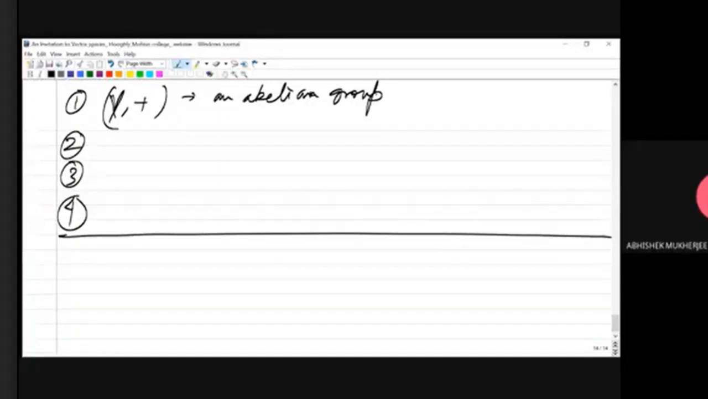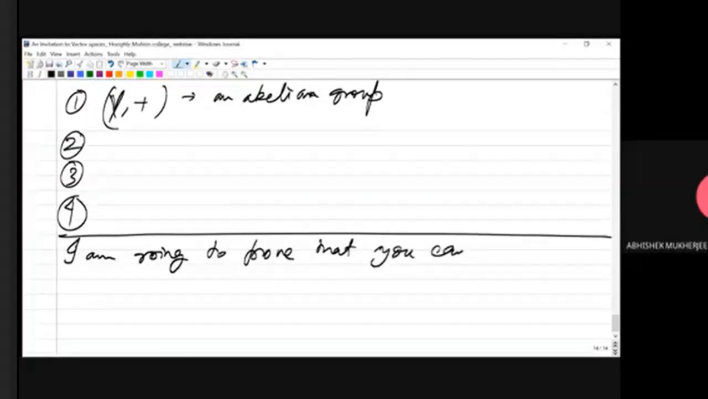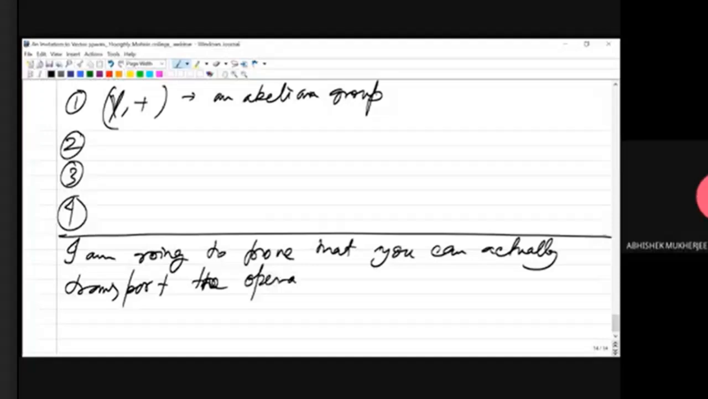So now I'm going to prove that you can actually transport the operations from V to R3. But how? Now I am going to assume one theorem. I'm not going to prove this, but I want to assume it. I'm just giving you the sketch of that proof. So what is the theorem?